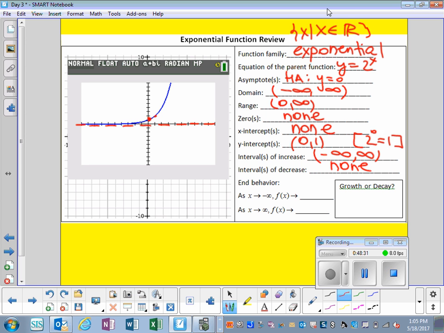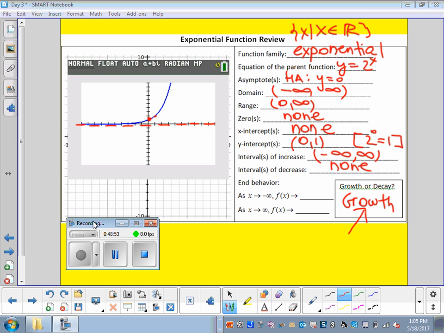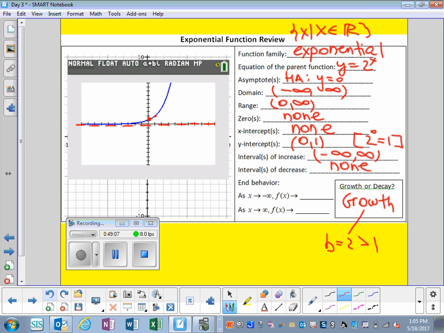Is this a growth or decay function? Growth function. How do we know? It's going away from the asymptote on the right. And also the base is 2, which is greater than 1, right? So this is growth. Either look at the base or at the graph. Base 2 is greater than 1, and the graph goes away from the asymptote.